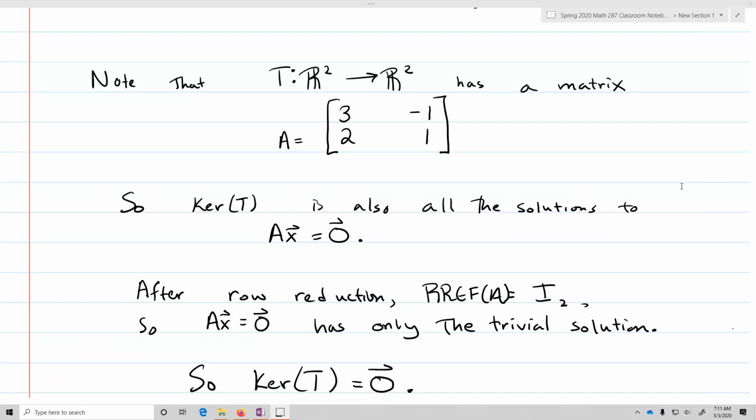So let's take note that our transformation from R2 to R2 has this matrix of the transformation A equals [3, -1; 1, 2]. So the kernel of T is also the solutions to Ax equals 0. And after row reduction, we get that RREF of A is going to equal the identity. So Ax equals 0 has only the trivial solution, so the kernel of T is equal to 0. So this is the other way to think about exactly what we just did. And in fact, if we can find a matrix for the transformation, finding the kernel is actually quite easy because all it is is solving Ax equals 0, which at this point in time you've probably done 500 times.